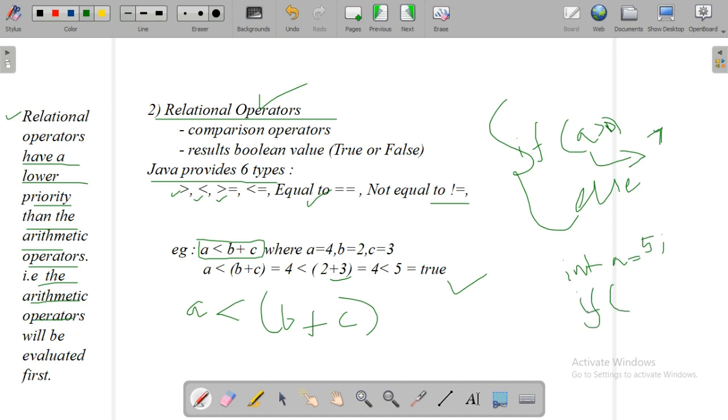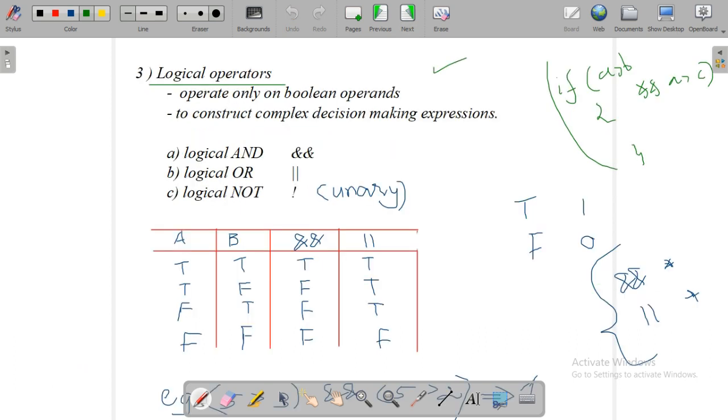For example, we need to check whether the variable A is holding 5 or not. For that, we can use A double equal to 5. That means it checks the equality, whether the value of A is equal to 5. If it is equal, it will give true, otherwise it will give false. So double equal to is the comparison operator. So these are the different relational operators.